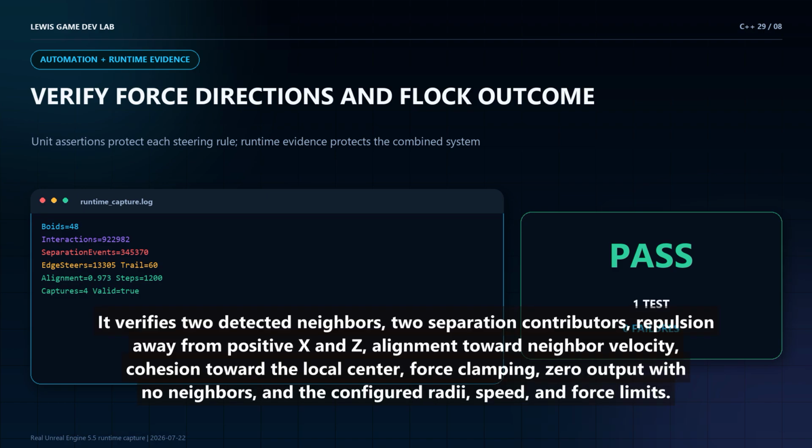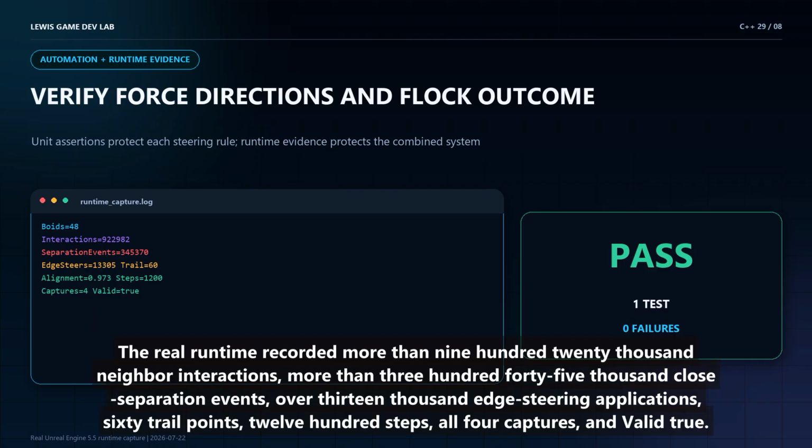It verifies 2 detected neighbors, 2 separation contributors, repulsion away from positive X and Z, alignment toward neighbor velocity, cohesion toward the local center, force clamping, zero output with no neighbors, and the configured radii, speed and force limits. The real runtime recorded more than 920,000 neighbor interactions, more than 345,000 close separation events, over 13,000 edge steering applications, 60 trail points, 1,200 steps, all 4 captures and valid true.